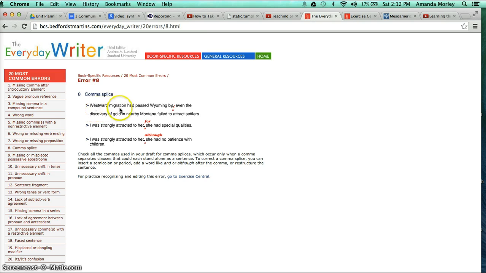So let's look. Westward migration had passed Wyoming by. You don't put a comma, you put a semicolon. Even the discovery of gold in nearby Montana failed to attract settlers. Okay? I was strongly attracted to her. Not just she had special qualities. That's not two sentences that can be conjoined by a comma. We need some additional information. We're going to include the word for.